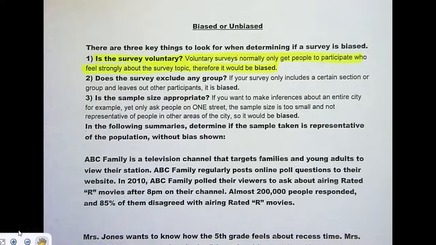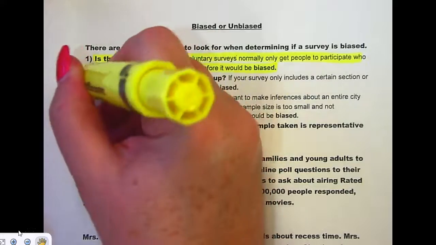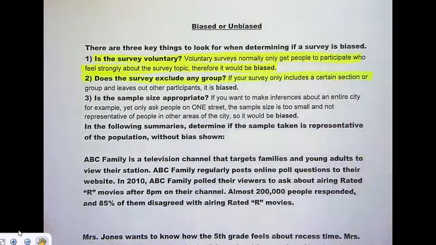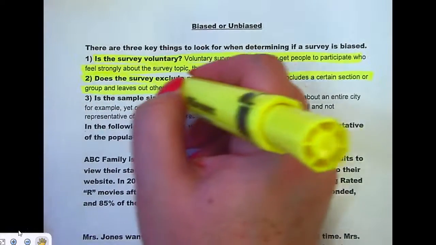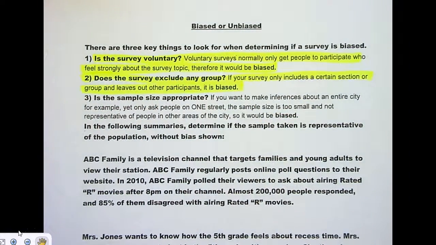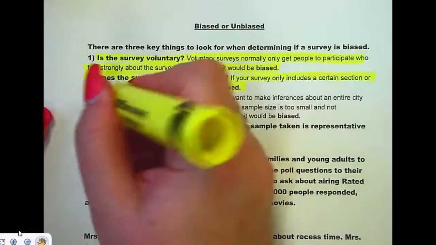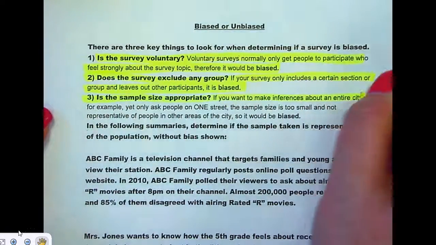All right. 2, does the survey exclude any group? If your survey only includes a certain section or leaves out other participants, it's biased. And remember, biased is bad. It's not what we want. All right, last one. Is the sample size appropriate? If you want to make inferences about an entire city, for example, and you only ask people on one street, the sample size would be too small and not representative. It would be biased. So, is the sample size appropriate?